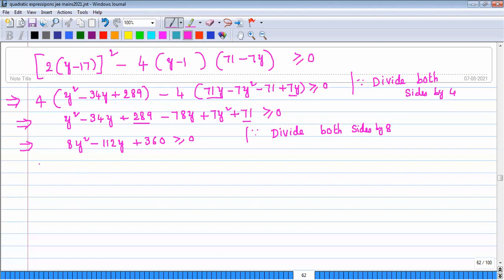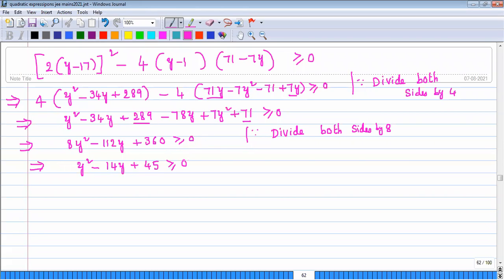So then you get it like this now: y square minus 8 1s are 8, that is, 8 times 1 is 8. Then 8 4s are 32, so 14y plus 8 4s are 32, and 8 5s are 40, greater than or equal to 0.